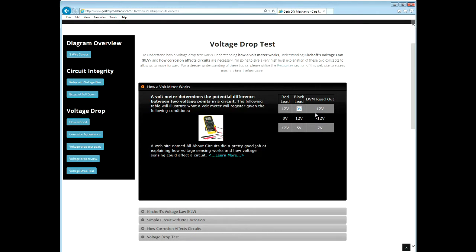The second entry would be if the test leads were reversed. So you literally just take the leads and flip them. You'd get negative 12.